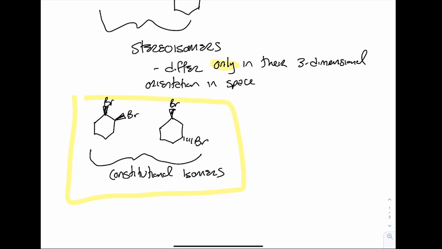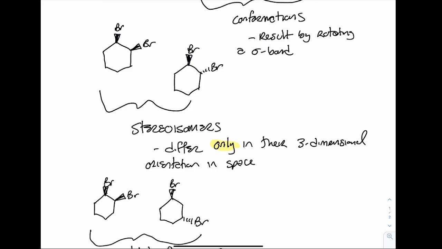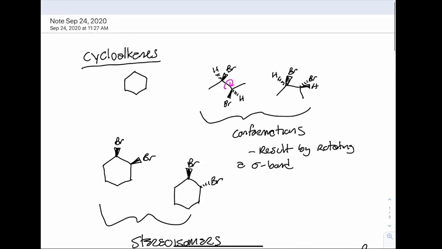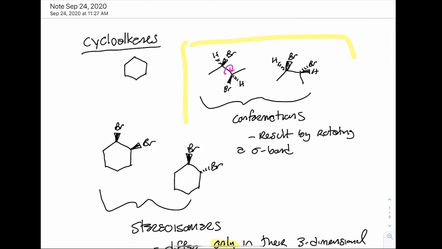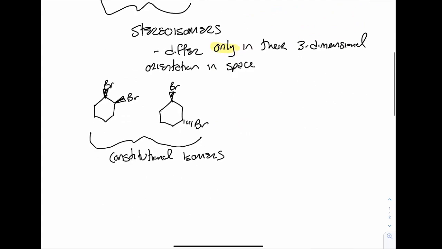The second one is 1,3-dibromocyclohexane, right? The bromine is actually on a different carbon in the two structures. So these actually are constitutional isomers, right? They have different connections. Stereoisomers have the same atoms connected to the same atoms. They just differ in their three-dimensional orientation. If I go back up to these guys, they're not actually different because I can get one from the other by rotating a bond, and that makes them conformations. So conformations, stereoisomers, constitutional isomers.